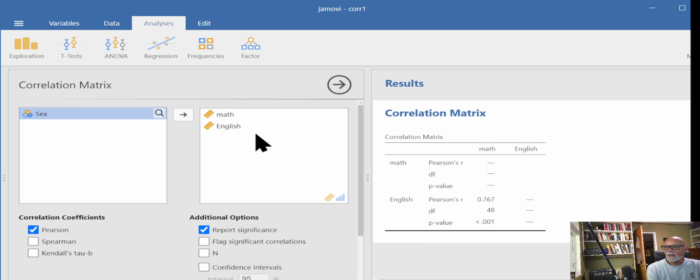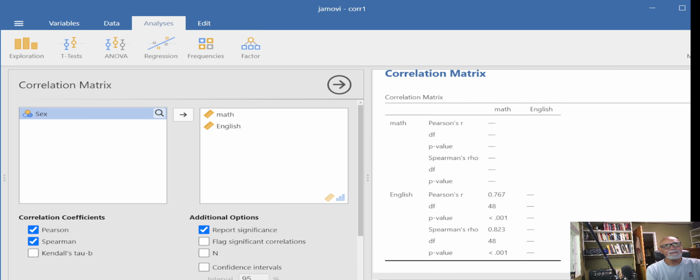Between these two variables, we have a 0.767 as our correlation. You'll notice that at the top, there's a math, Pearson's R, degrees of freedom, and P, and they're all blank, because we only need one. But what we will do is also identify Spearman's R. For our Spearman's R, we get a correlation of 0.823, which is higher than the 0.767 that we got for Pearson. But they're both highly significant.